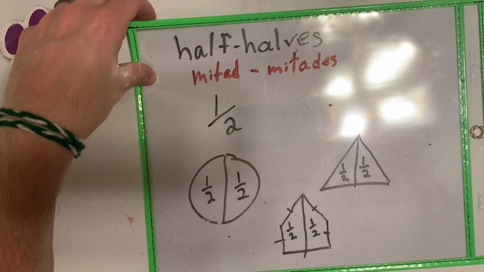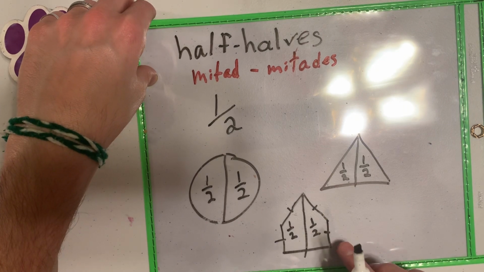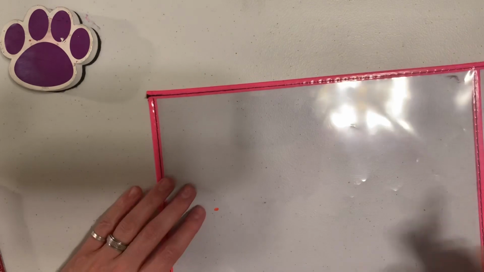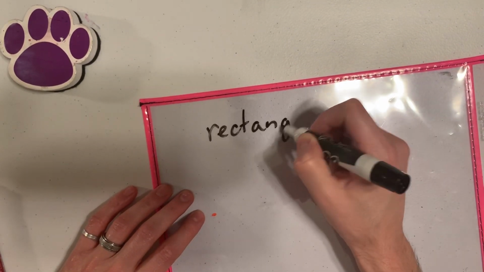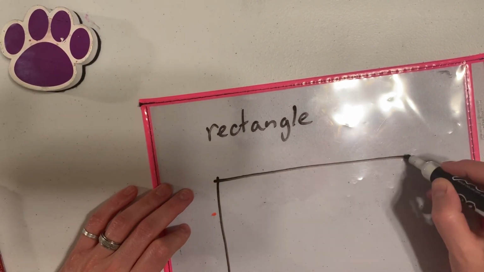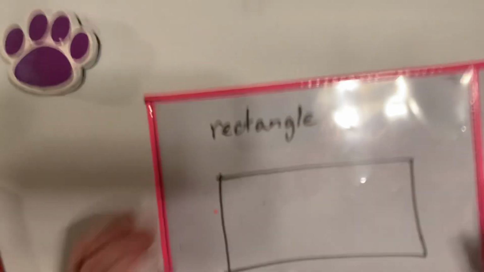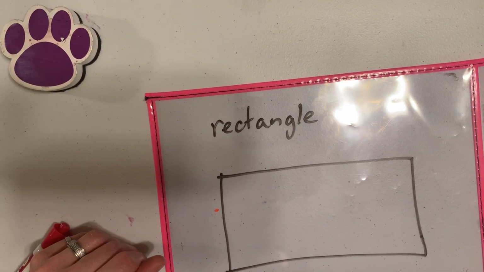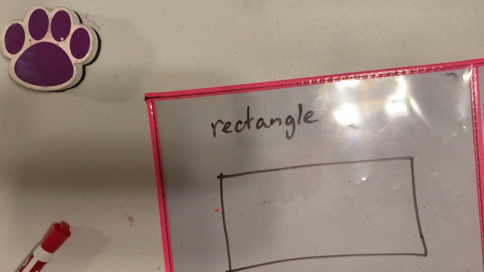I want you to do the same thing that I did with the circle, triangle, and pentagon. I want you to do it with a rectangle. Divide this rectangle in half, okay? Once you finish, take a picture and send it to me. Very good. And once you finish this, you're all done with math for today.